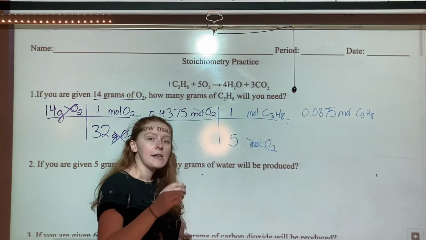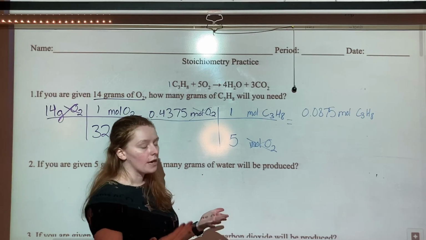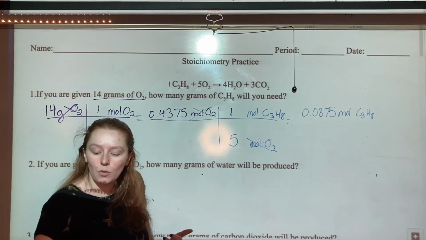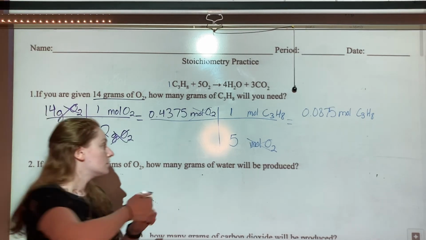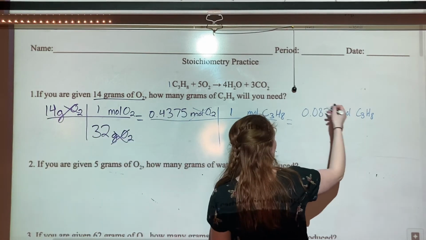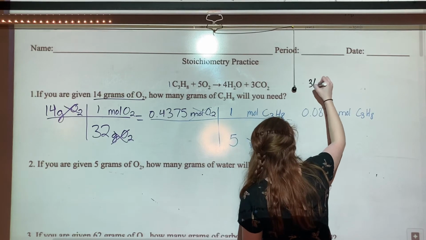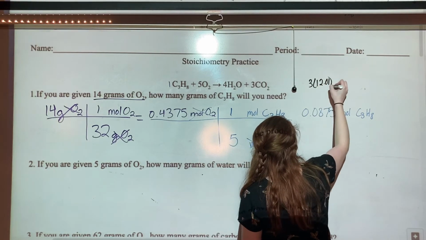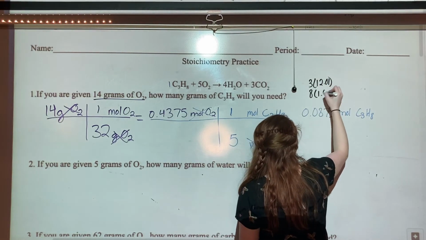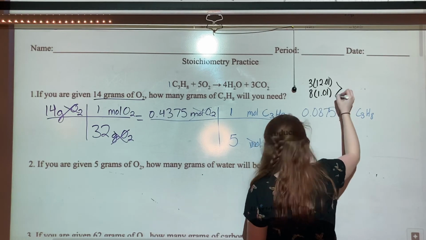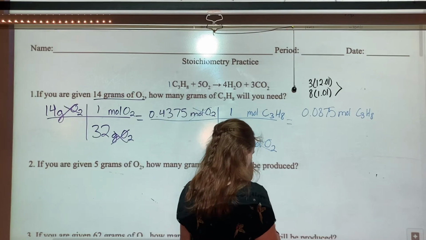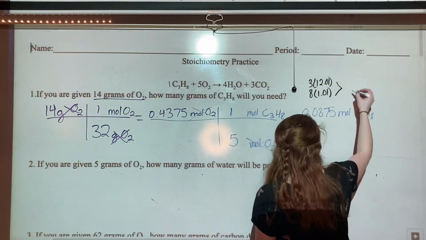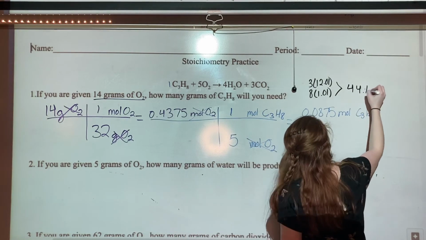Step 3 is going from moles back into grams. And this is another one where we just use the molar mass found on the periodic table. So we need to find the molar mass of C3H8. So we're going to go 3 times 12.01 for carbon and 8 times 1.01 for hydrogen. And when we add those up, we'll get the molar mass of C3H8. And the molar mass of C3H8 is 44.11.